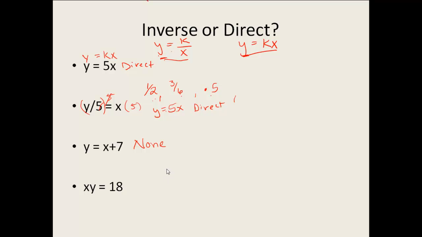And the last one, we have x times y is equal to 18. Okay, again, it doesn't match either of our formats right now, but we don't have y by itself. So I'm going to go ahead and get y by itself, divide both sides by x, and I'm going to get y equals 18 over x. And as I look at my format, that matches this one exactly. My constant of variation, my number, is on the top, my variable's on the bottom, so this one is inverse. When you're doing these problems, make sure you write them as y equals because they can be tricky.